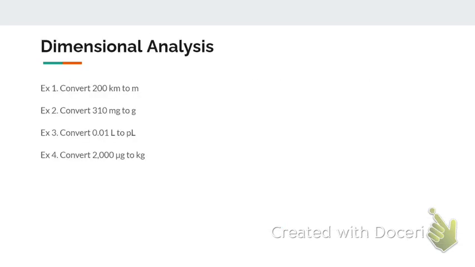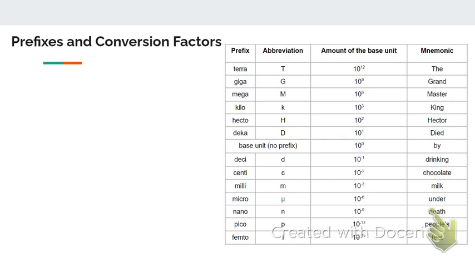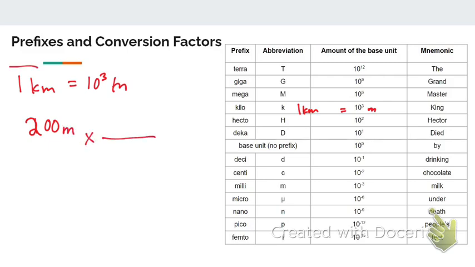If we do the first problem together, 200 kilometers to meters, the first thing I do is figure out that 1 kilometer equals 10 to the third meters. So our conversion factor is 1 kilometer equals 10 to the third meters. Now we're going to do something called dimensional analysis. Let me give you an example. We're starting with 200 kilometers, then we multiply by a fraction. The numerator and the denominator will come from my conversion factor.